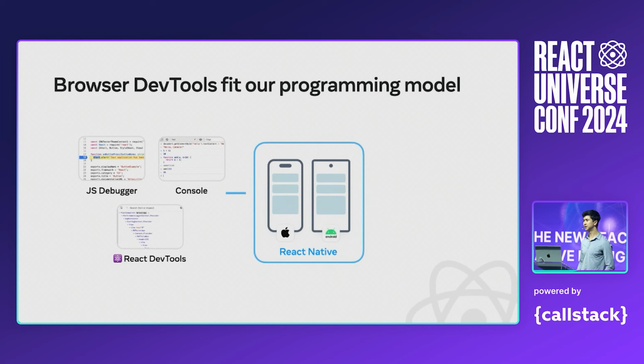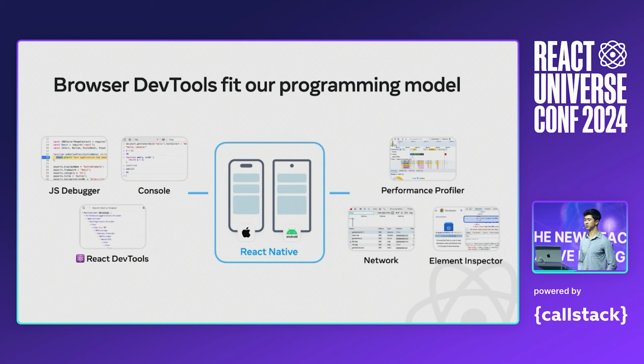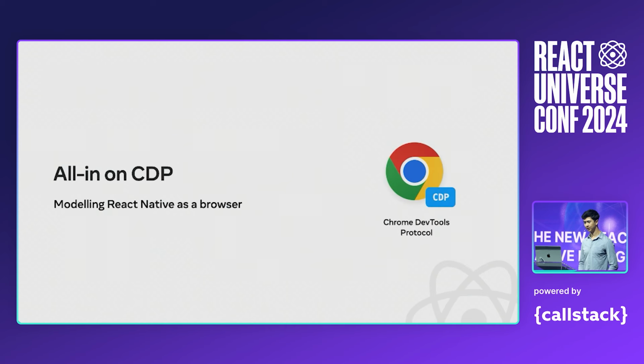And in fact, several more debugging features from the browser fit our programming model. These present core application concerns that are common with React on web. Each of these are a valid conceptual fit with what React Native does today. We understood this vision last year when we announced we were all in on CDP, the Chrome DevTools protocol. Building on CDP would enable us to use a single communication protocol for all debugger interactions, and it provides a complete model to implement JavaScript and web-like debugging features.